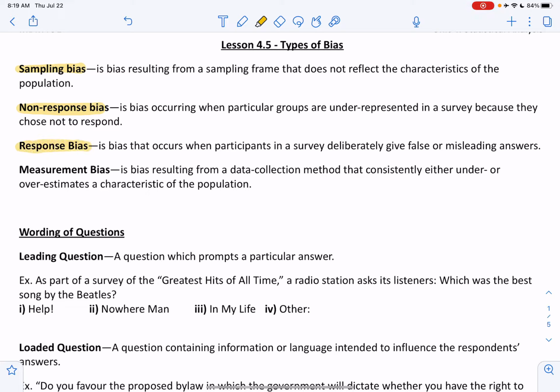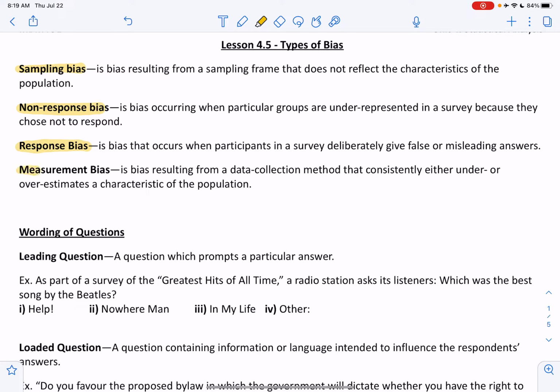Next is response bias. This is bias that occurs when participants in a survey deliberately give false or misleading answers. This typically occurs if maybe an answer could be embarrassing or people don't want to share that information.